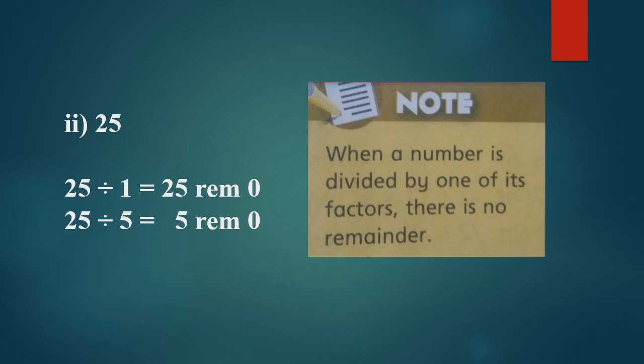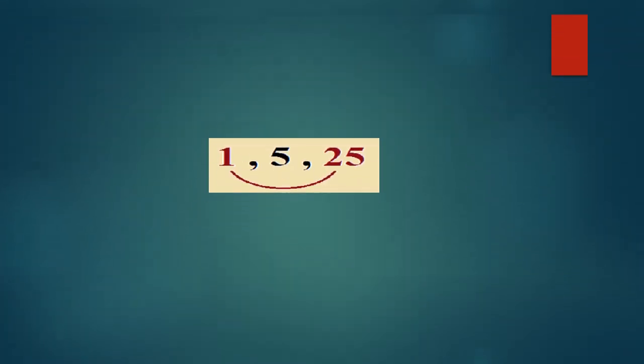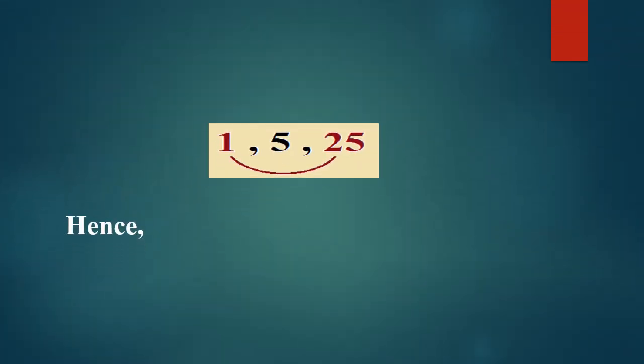Now again, by looking at the solution, we conclude that 1 and 5 are the factors of 25. Also, 25 is a factor of itself. Therefore, the factors of number 25 are 1, 5 and 25.